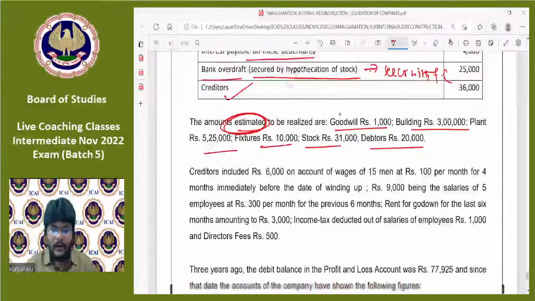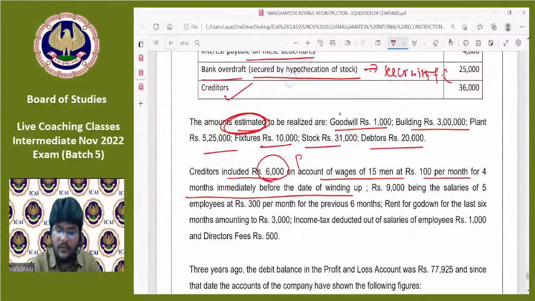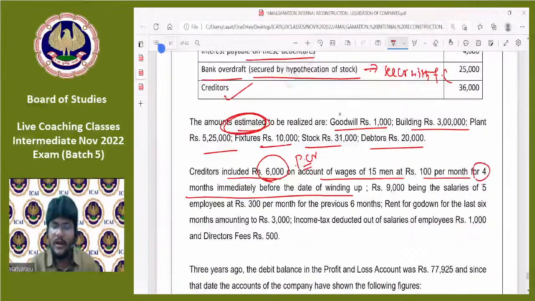Creditors included 6,000 on account of wages of 15 men at rupees 100 per month for 4 months immediately before the date of winding up. Entire 6,000 is preferential creditor. No doubt about it. Because out of the preceding 12 months, any 4 months salary you can treat as a preferential creditor. Creditors.